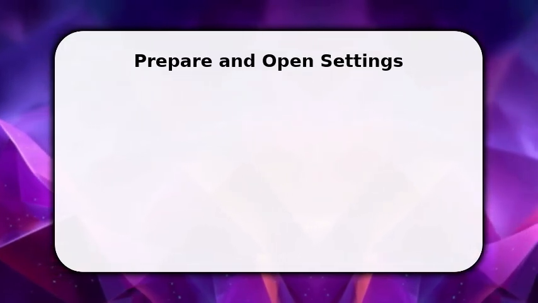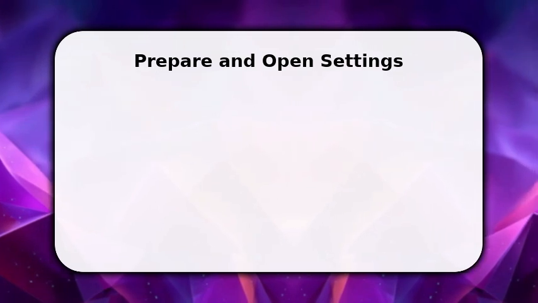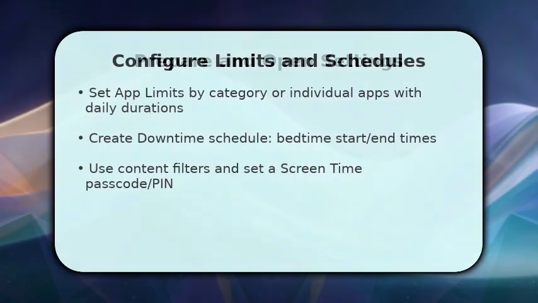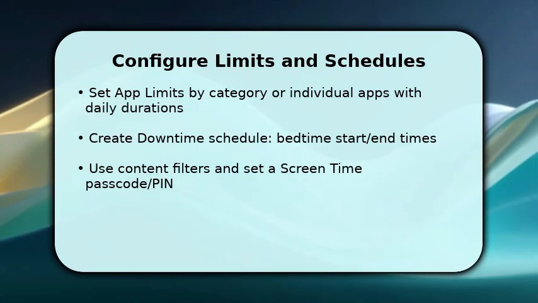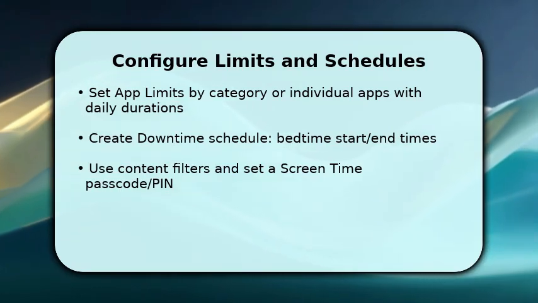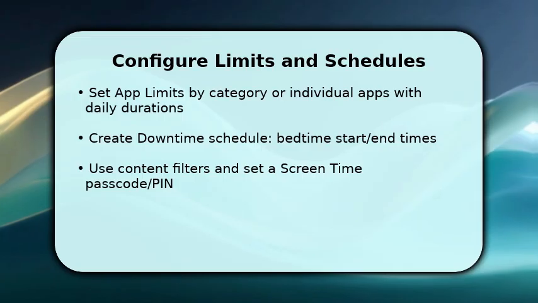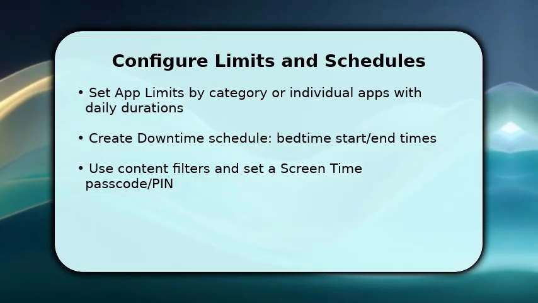Now tap into Screen Time to begin configuring rules for apps and device use. Now configure the core controls. Start with app limits, choose categories or specific apps and assign daily durations so usage stops automatically.